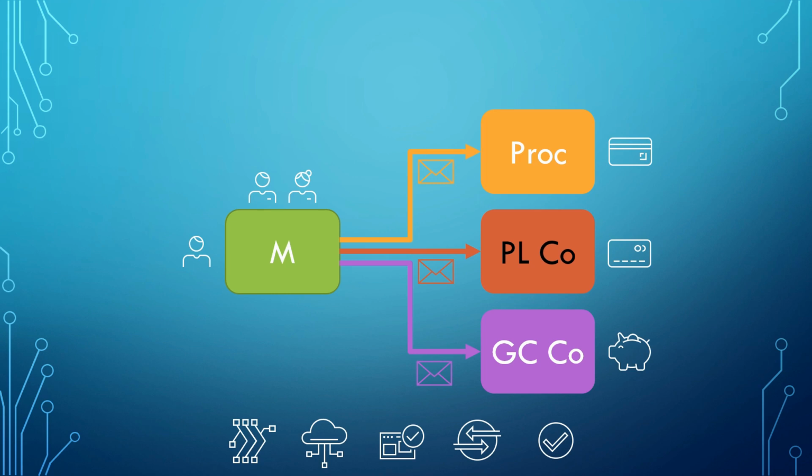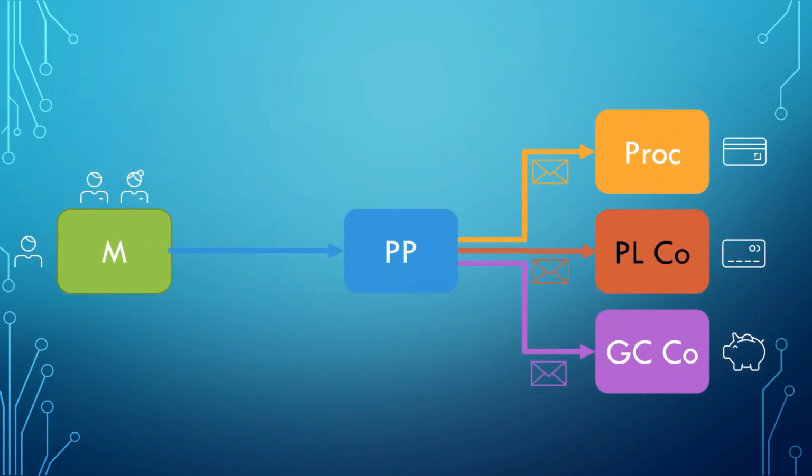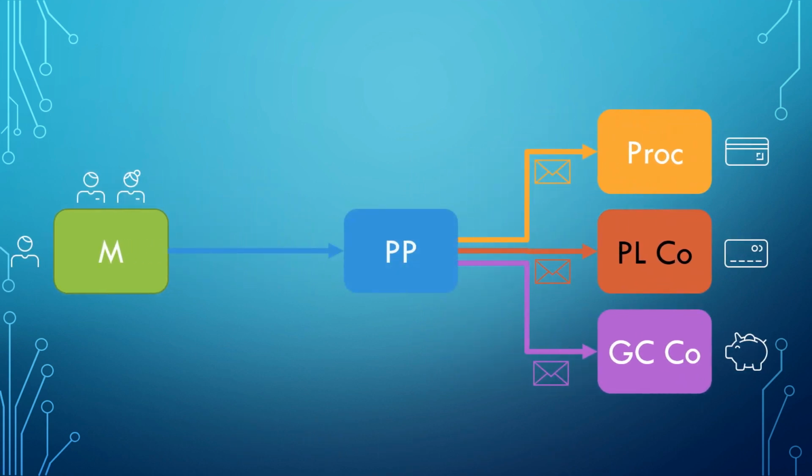So instead of the merchant writing and coding directly to all of these different endpoints, we can do something a little bit different. Let's instead put a payments platform in the middle. And instead of having to write to all of these interfaces, we only have to write one interface, and that is to the payments platform. The payments platform takes care of writing and coding to the processor and private label company and gift card company. And it takes care of all of those mandates and certification and makes sure that everything works and is always up and operational and has redundancy built into it.